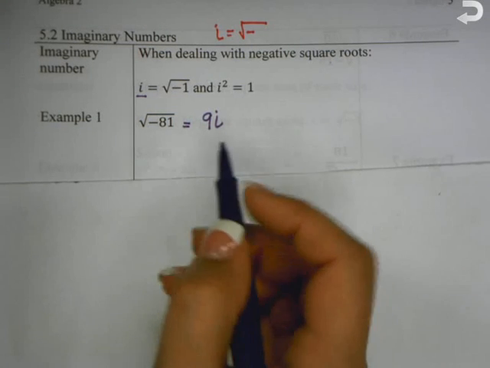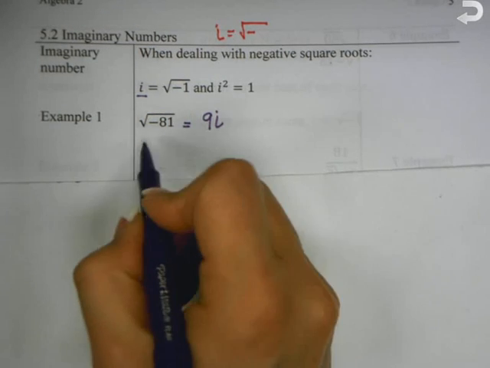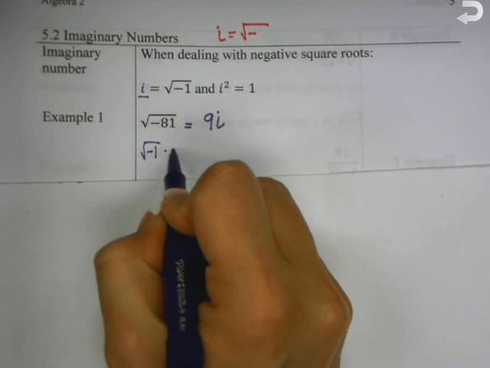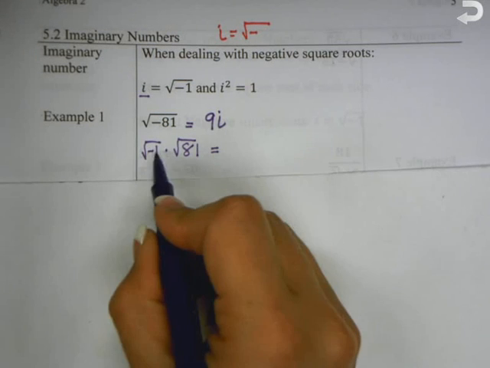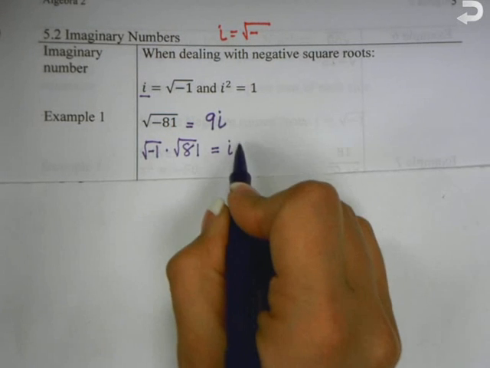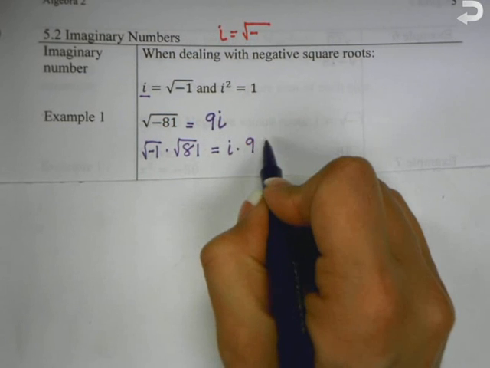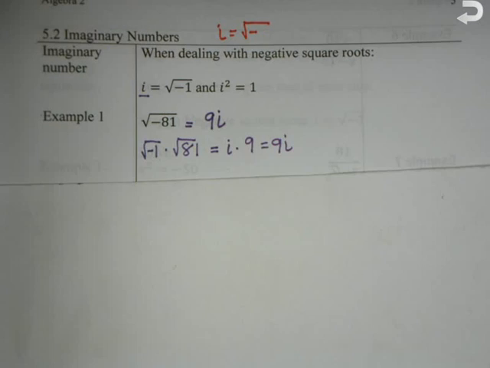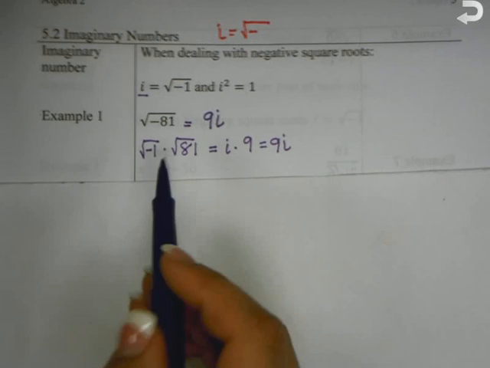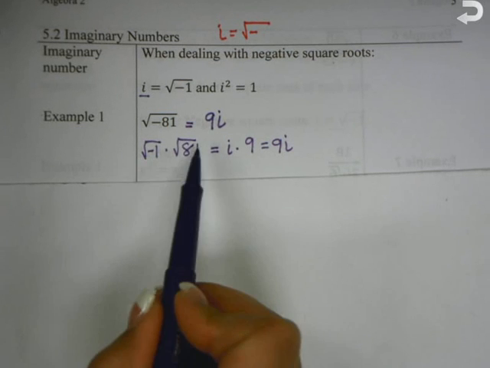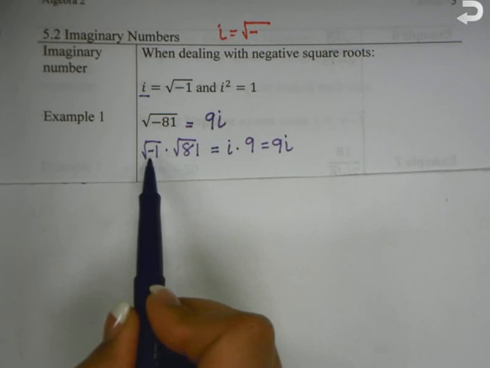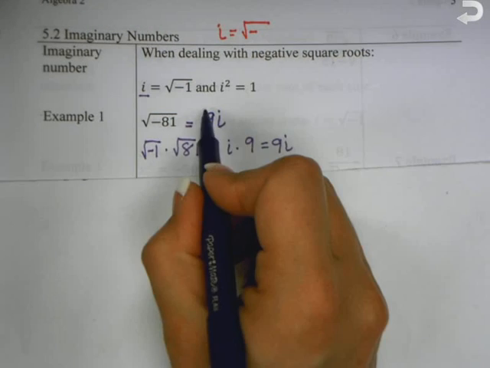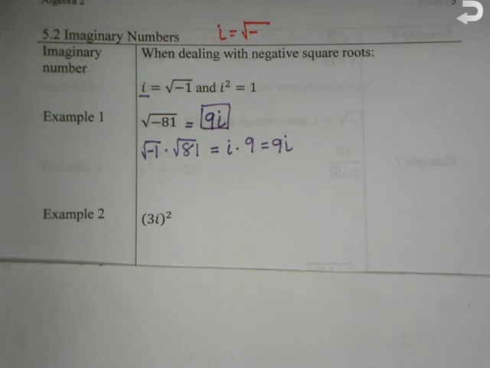If we were to rewrite this, right, we could rewrite this as the square root of -1 times the square root of 81, right? Okay, so what is the square root of -1? I times the square root of 81, 9, which gives me 9I. So what we're really doing is we're breaking it apart. We're taking out that square root of -1 and then finding the square root of the positive numbers. And we replace square root of -1 with the symbol I. And that's it.